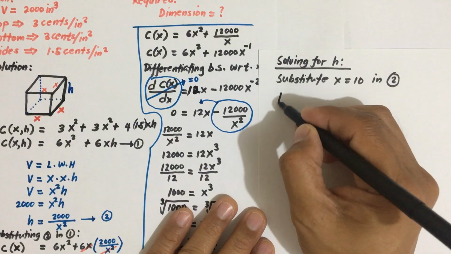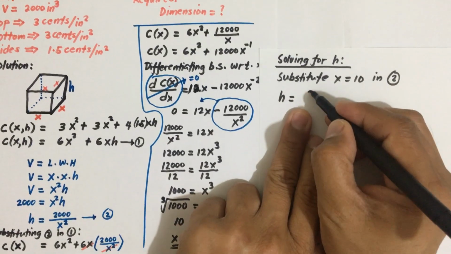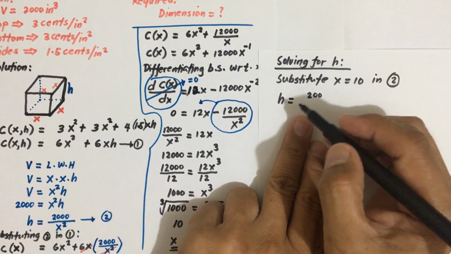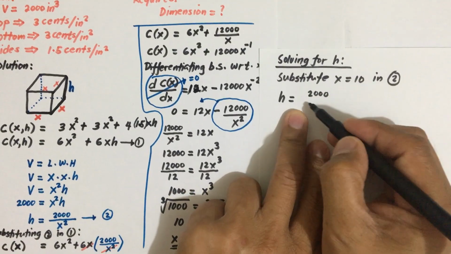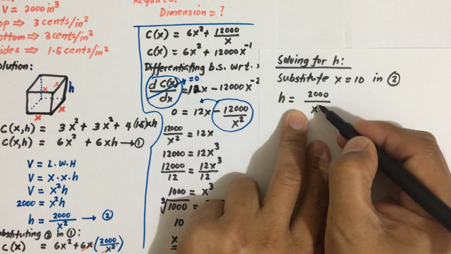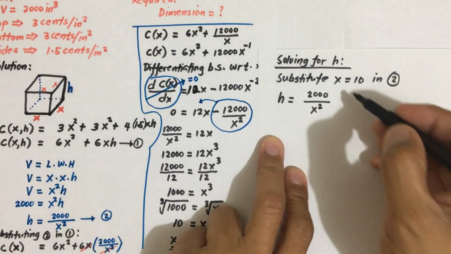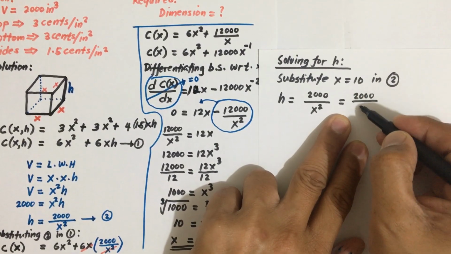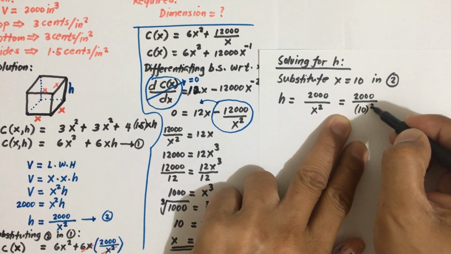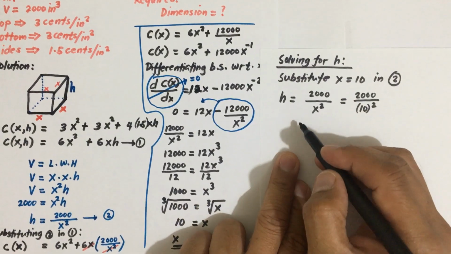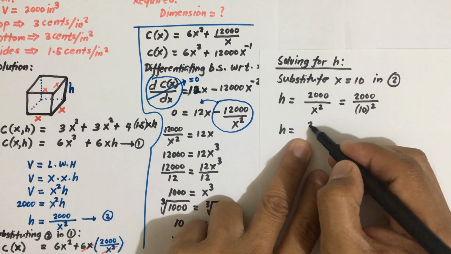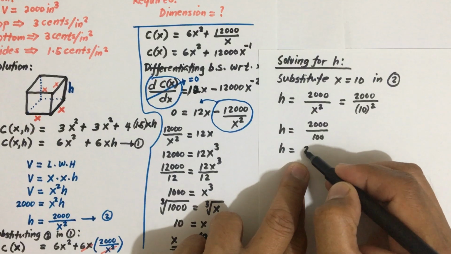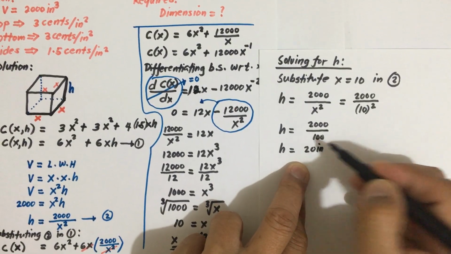In our equation 2, we have h equal to 2,000 divided by x squared. So substituting the value of x, 2,000 divided by x, which is 10, squared. So h is equal to 2,000 divided by 100, or h is equal to 20. So 20 inches.